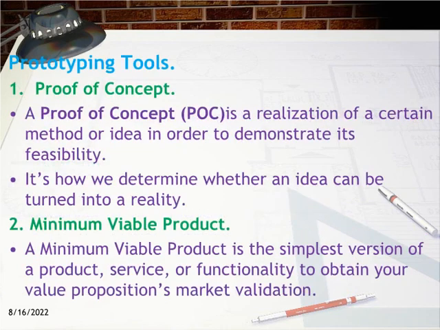Prototyping tools. 1. Proof of concept. A proof of concept, POC, is a realization of a certain method or idea in order to demonstrate its feasibility. It's how we determine whether an idea can be turned into a reality. 2. Minimum viable product. A minimum viable product is the simplest version of a product, service, or functionality to obtain your value proposition's market validation.